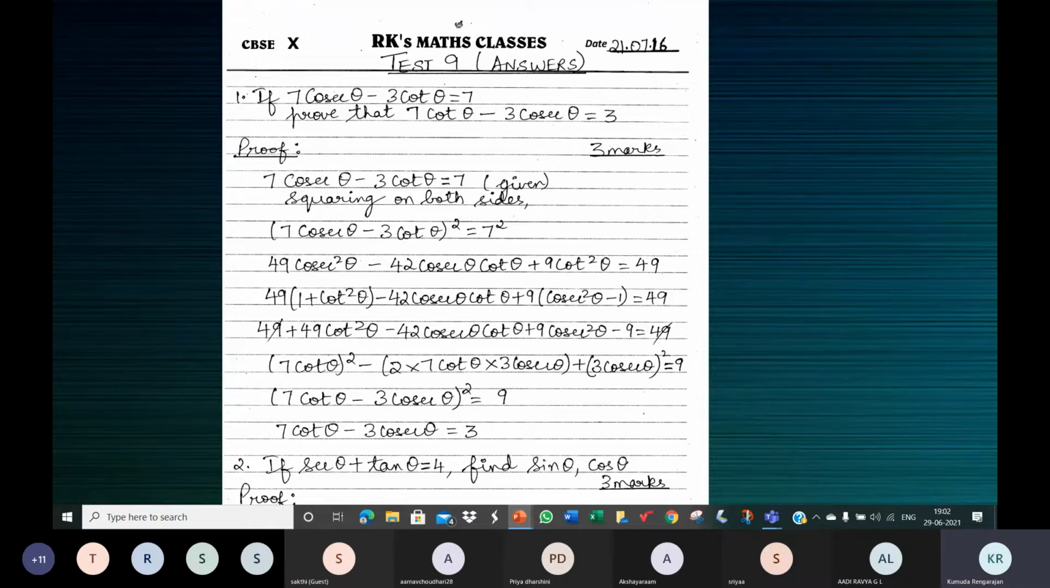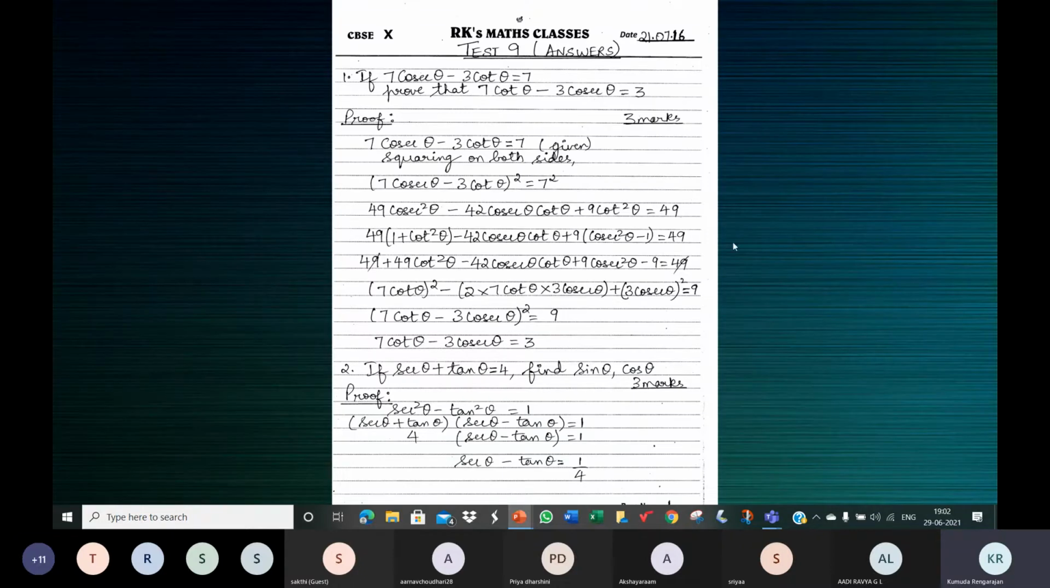Okay. So now, since we need to find only sine and cos, fine children, see, nothing difficult. We are given that secant theta plus tan theta is 4. Then secant theta minus tan theta will be 1 by 4. You can see that here. I'm not explaining this, children. By now, you should know this.